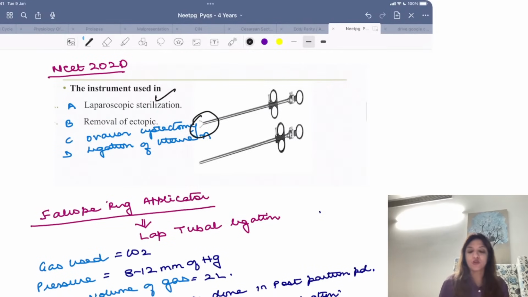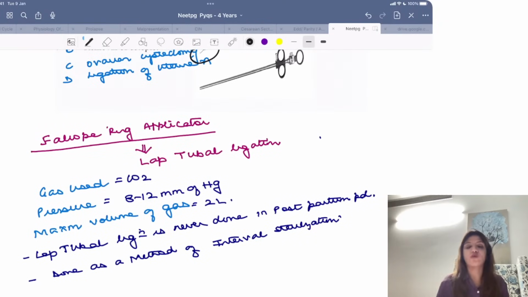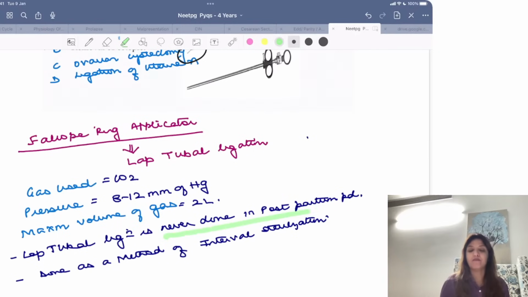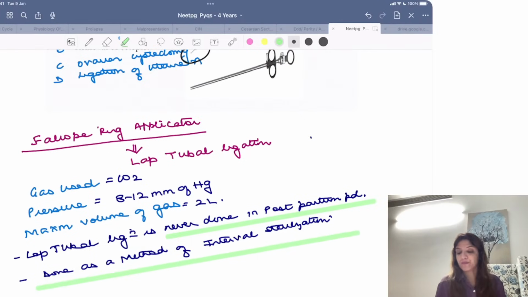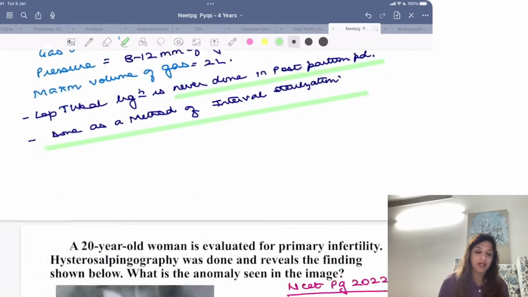Some important points on laparoscopy, I have written them for you. This PDF will be available to you. So you can go through some important points on laparoscopic sterilization. The most important thing which you have to remember is laparoscopic sterilization is never done in the postpartum period. It is always done 6 weeks after delivery. So it is a method of interval sterilization, right? You never do it in the postpartum period, right?